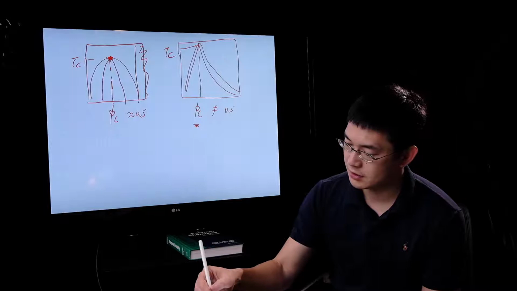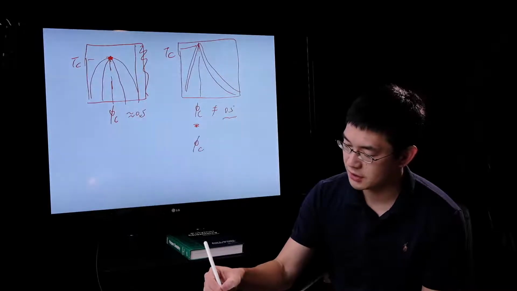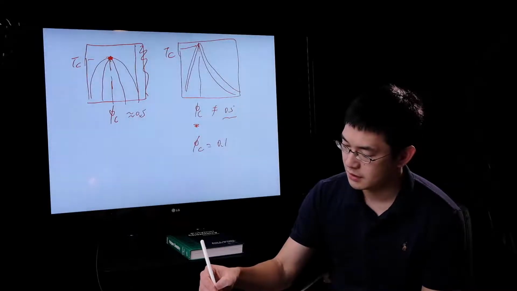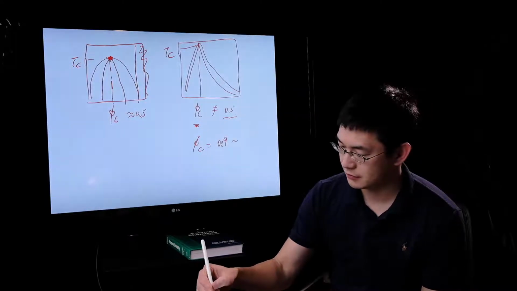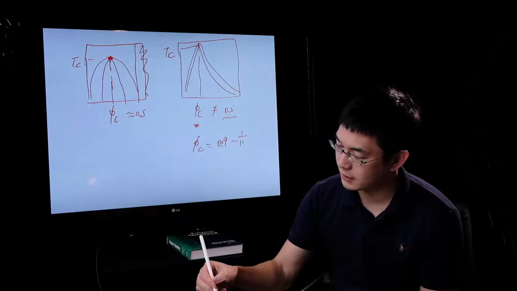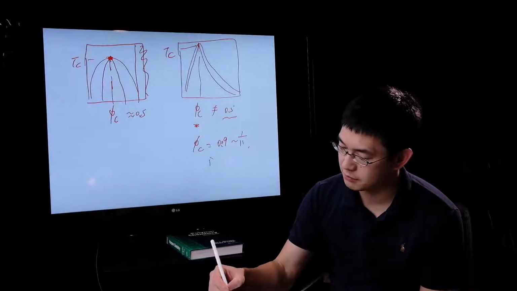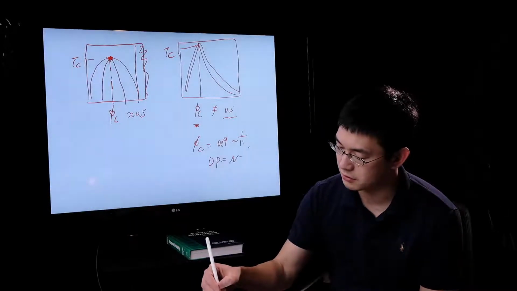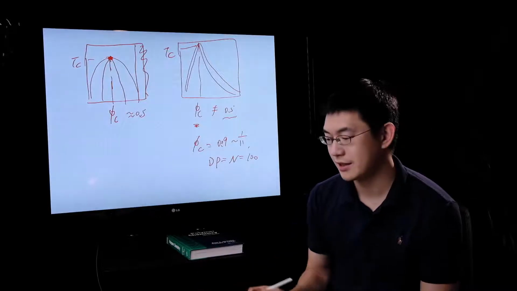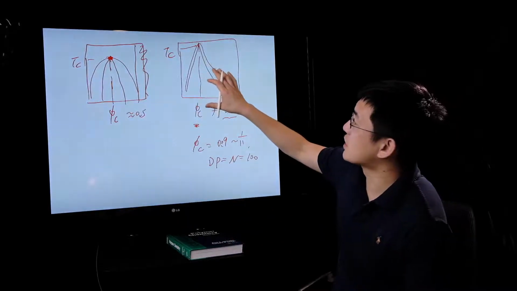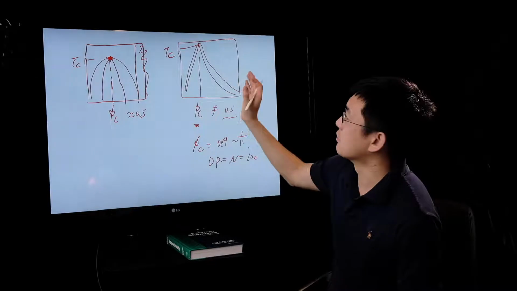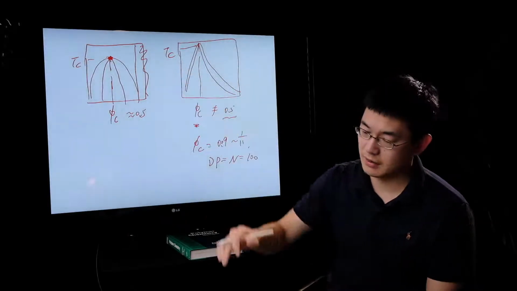So we go back. That means this is no longer 0.5, and phi c will be about 0.09. This is 1 divided by 11 roughly, at the degree of polymerization n equals 100. So you can see the phase curve will not be symmetric. It will be skewed leftward, okay?